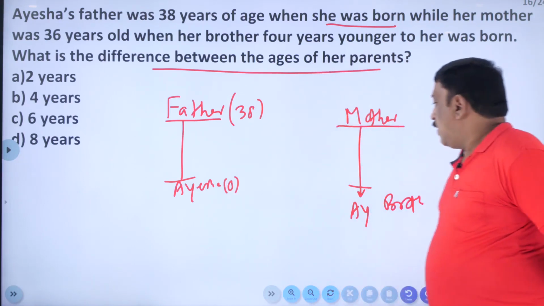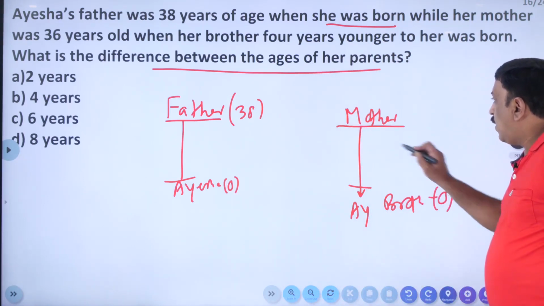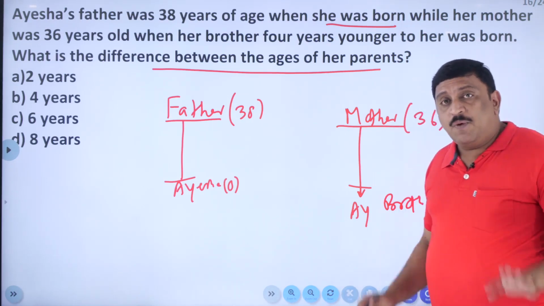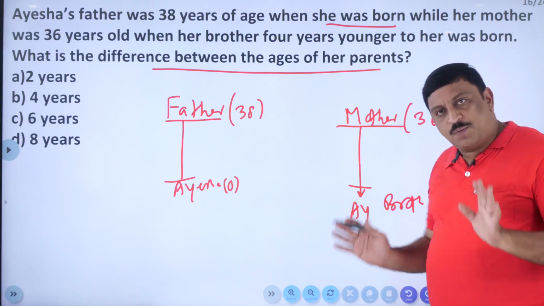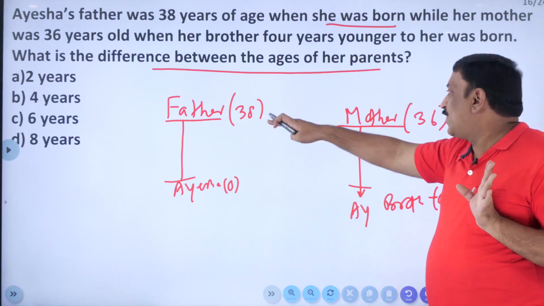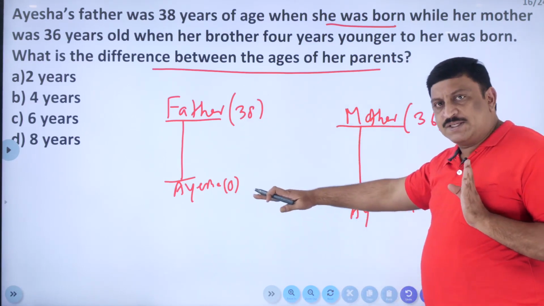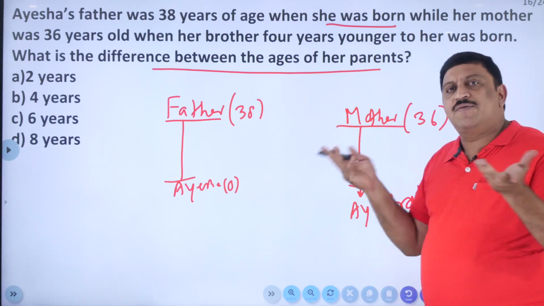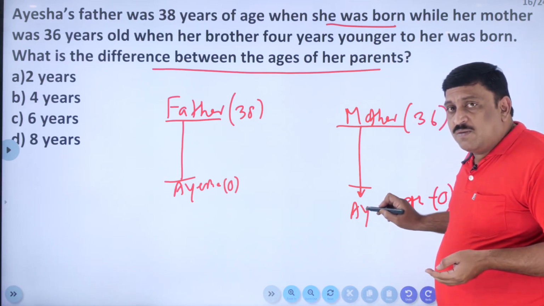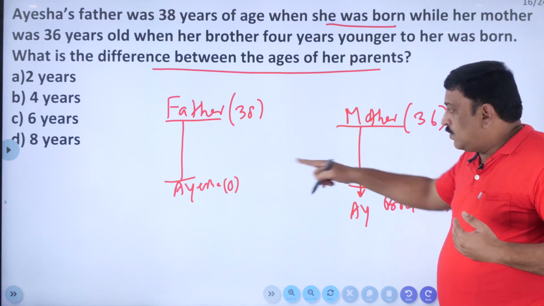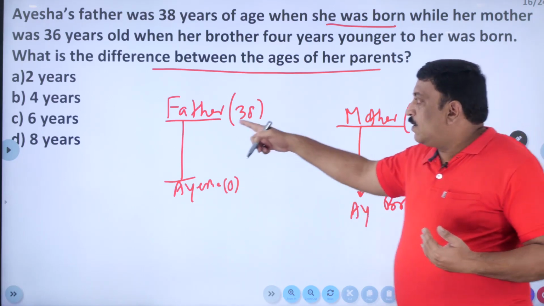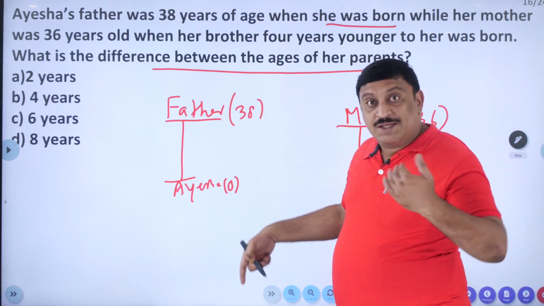In the same way, when the brother was 0, mother was how much? 36. Okay. See, suppose these two, Ayesha and Ayesha's brother, are twins. If they are twins, no problem, directly we can say father is 38. Twins means same time, same age. So 38 and 36, difference 2 years, you can say. But this boy was not born during the time of Ayesha, he is less than this person. Is it not? How much less? Top it is more, down it is less. 4 years less.